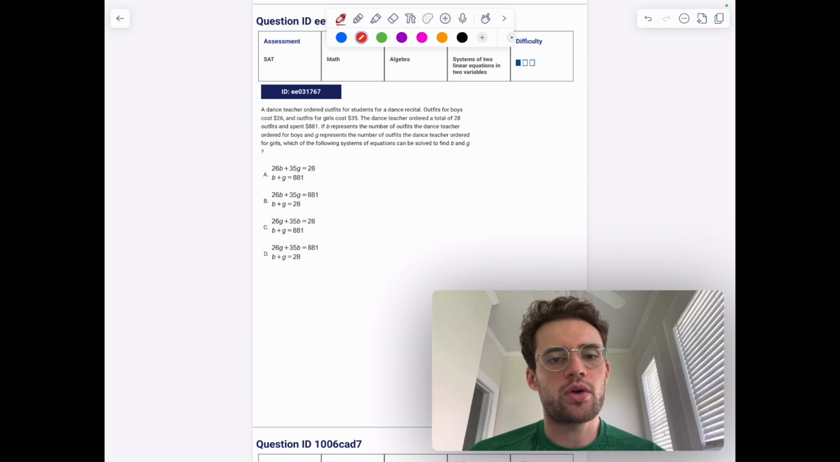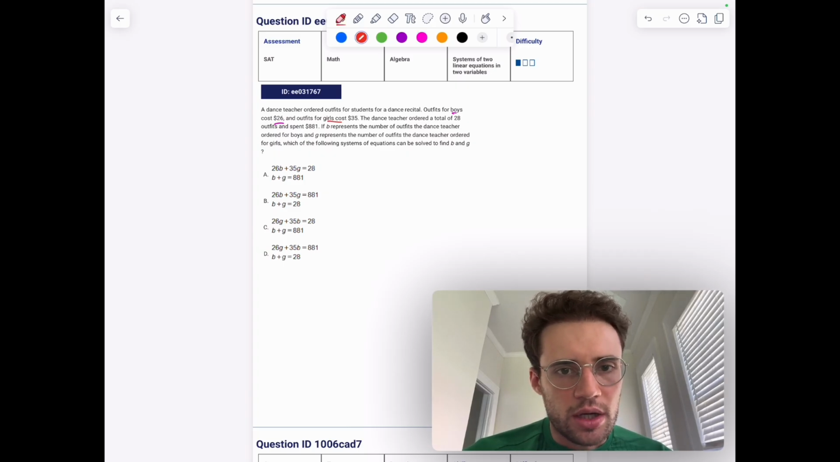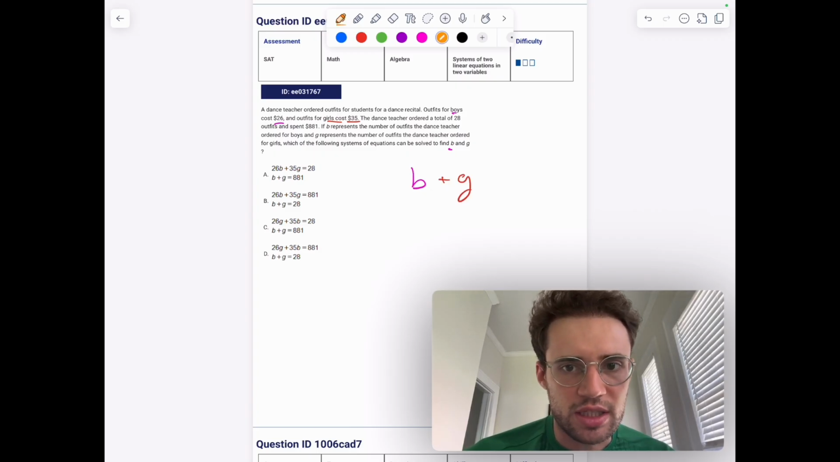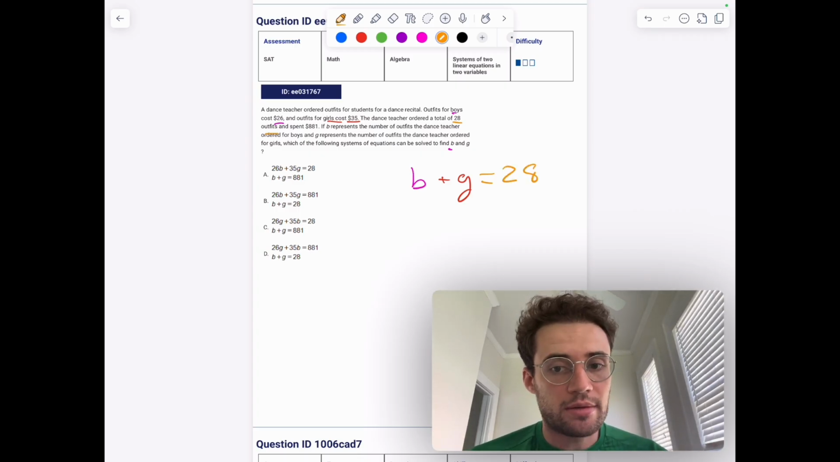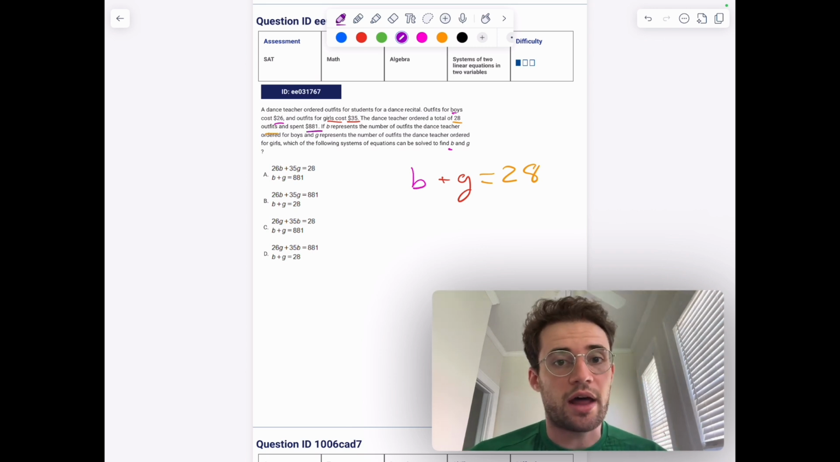A dance teacher ordered outfits for students for a dance recital. Outfits for boys cost $26, and outfits for girls cost $35. The dance teacher ordered a total of 28 outfits. So let's say they're probably going to give us variables, B and G. So B is the number of boy outfits, and G is the number of girl outfits. If you add them up, that's going to be the total number of outfits, which they say was 28 outfits. So if you just add up the number of outfits, not carrying that cost, it adds up to 28. And the teacher spent $881.